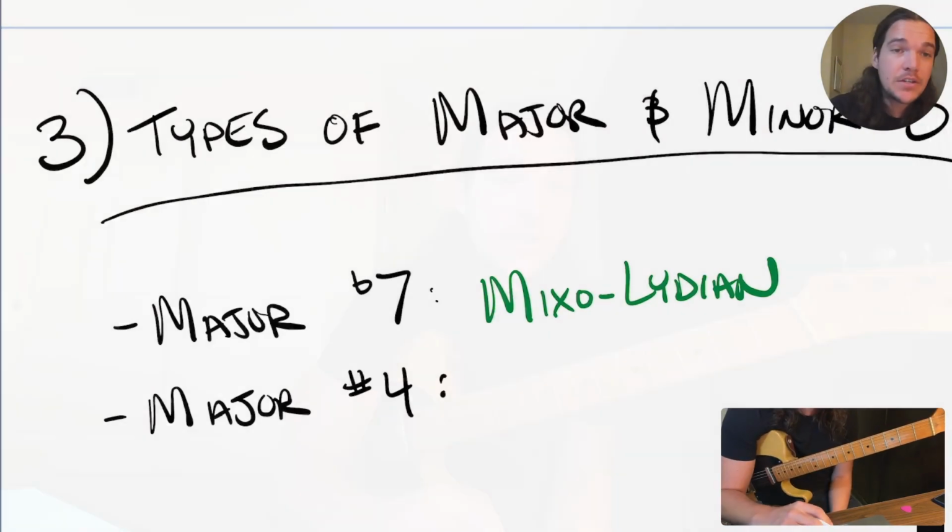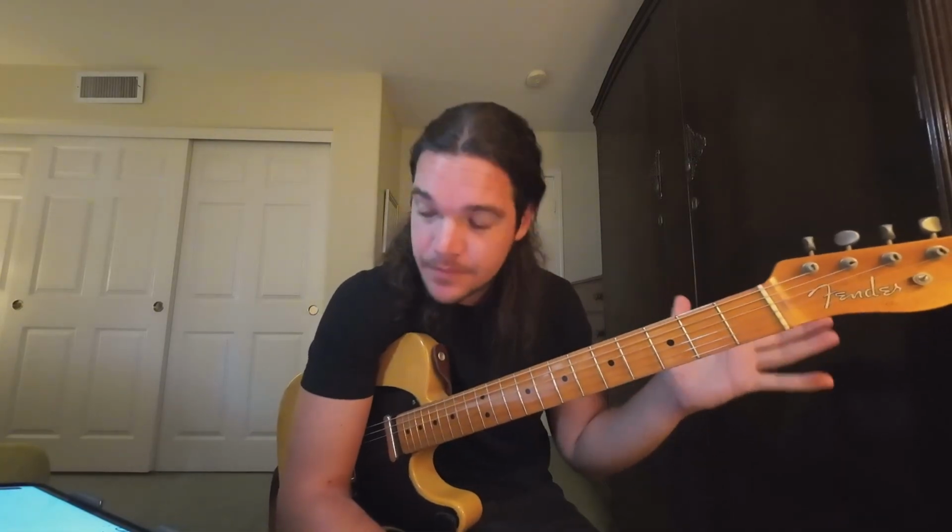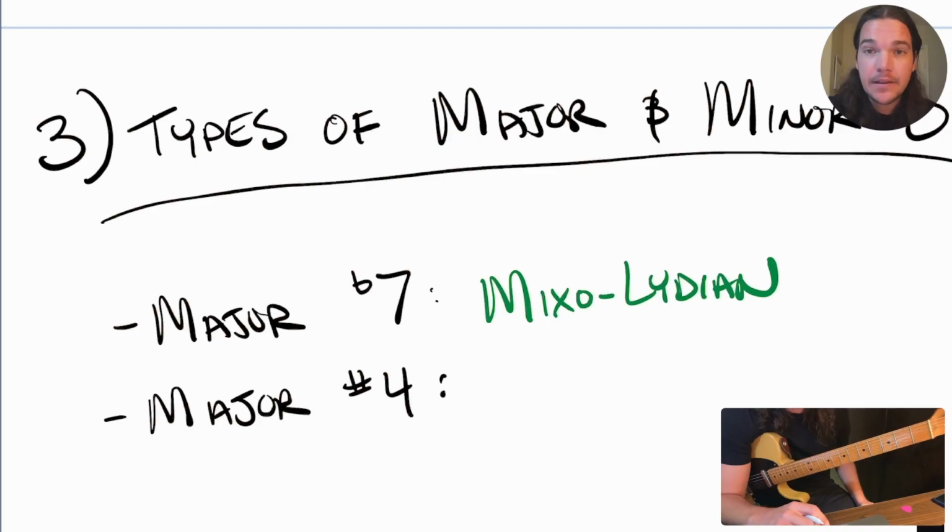Now I will mention briefly, there's this whole idea of modes, right? I think modes is kind of outside of the scope of this video, but I will probably make a video about modes sometime. But yeah, the name of a major scale with a flat 7 is Mixolydian. So now when you hear the term Mixolydian, you don't have to be scared of this brand new, oh my gosh, what could Mixolydian mean? No, it's simple. All it is is a major scale with a flat 7.